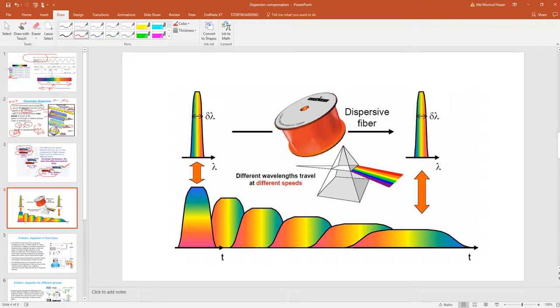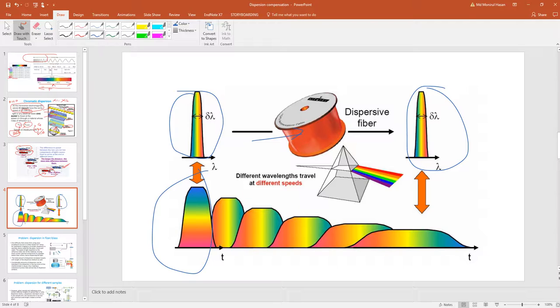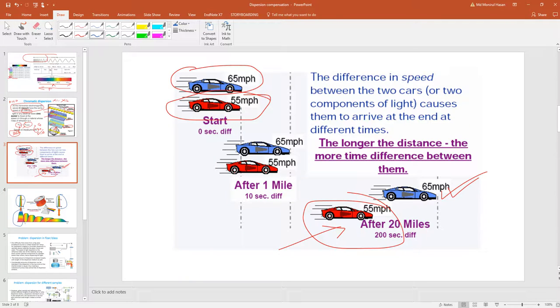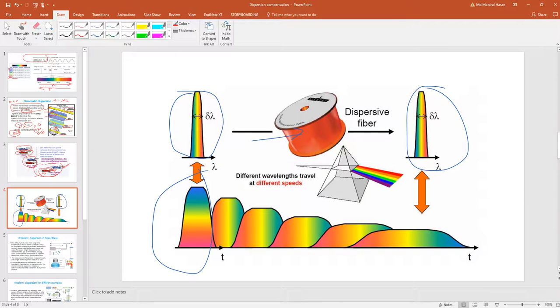Same thing happens. Say we are sending some optical signal through the fiber, which is a dispersive material, and the wavelength will be changed, as we know that wavelengths travel at different speeds. As time passes, like the speed difference between two cars, the difference in distance between the two cars grows. Same thing happens for the light.